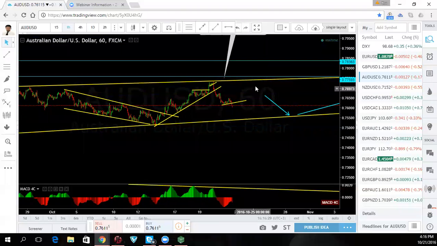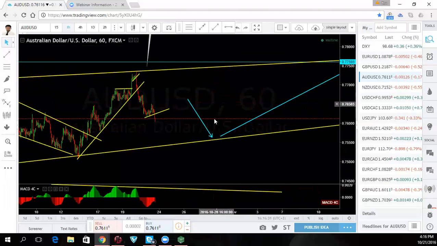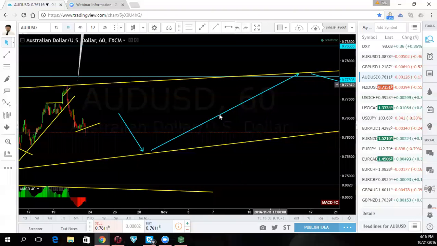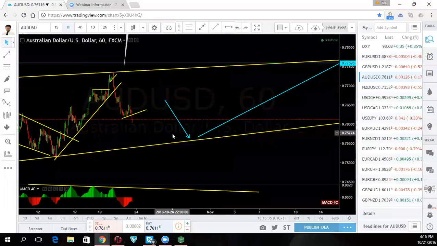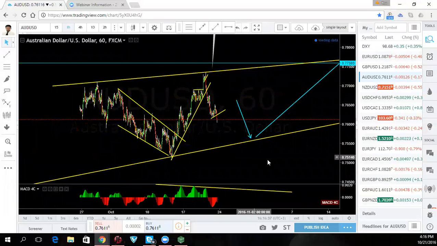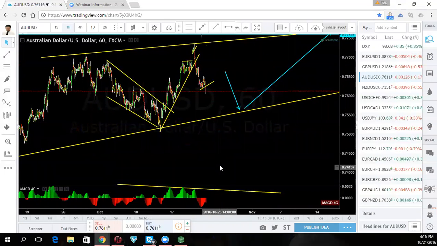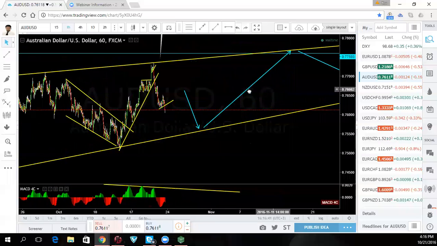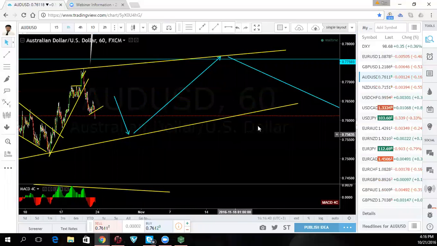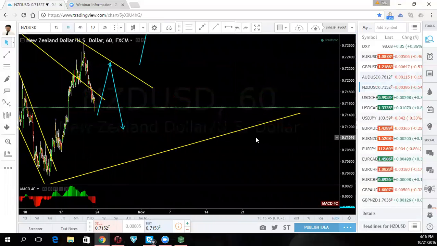Not this one. Wait for a pullback, look for a sell, and look for this buy. I'll post this buy out if I see it. And if that buy is going to materialize, I'll post it out as a heads up on this right here. I'll post the update, right? And we should get that trade. New Zealand.